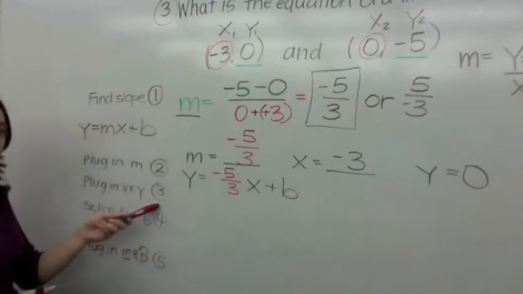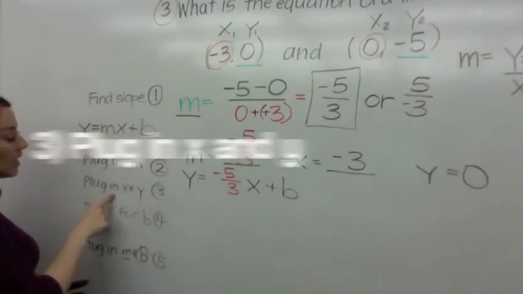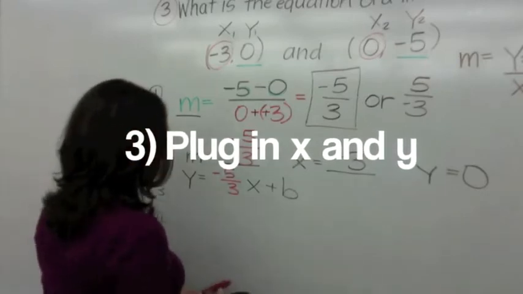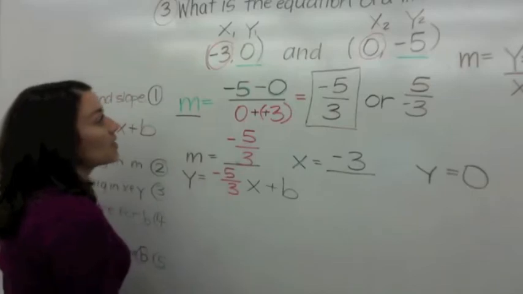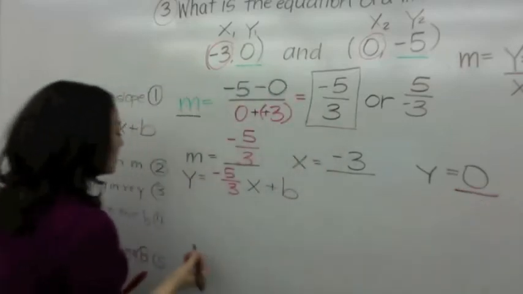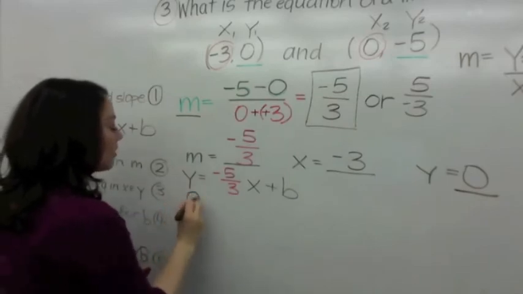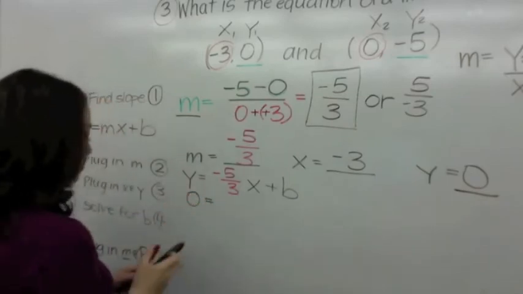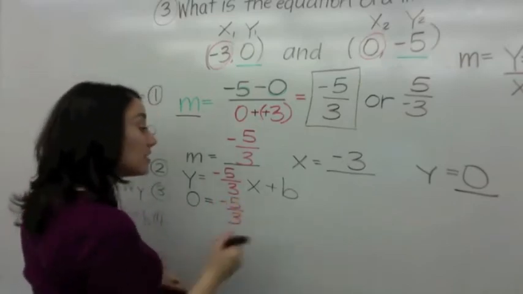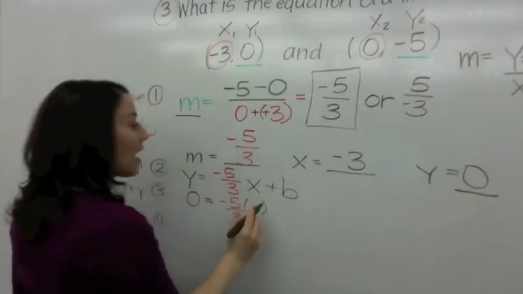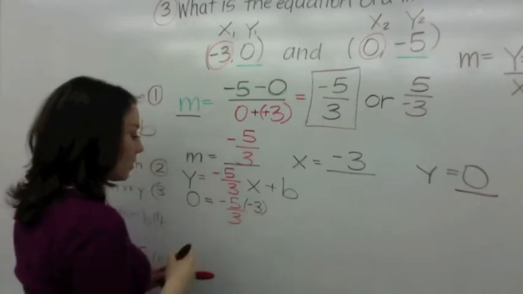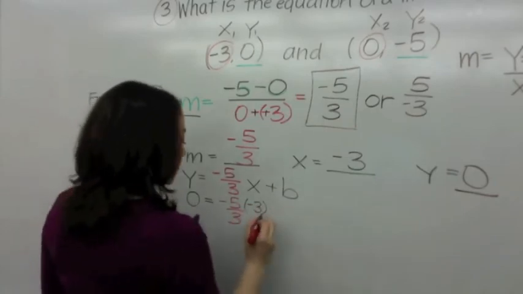Okay, let's go ahead and read step 3 together. Plug in x and y. What is it? Plug in x and y. All right. So you plug in y, which is, y is what? Underline it here. Y is 0. So you say, okay, 0 equals negative 5 over 3 times x, and you're going to multiply it at the top. X is negative 3. Good job. Okay. Plus b.